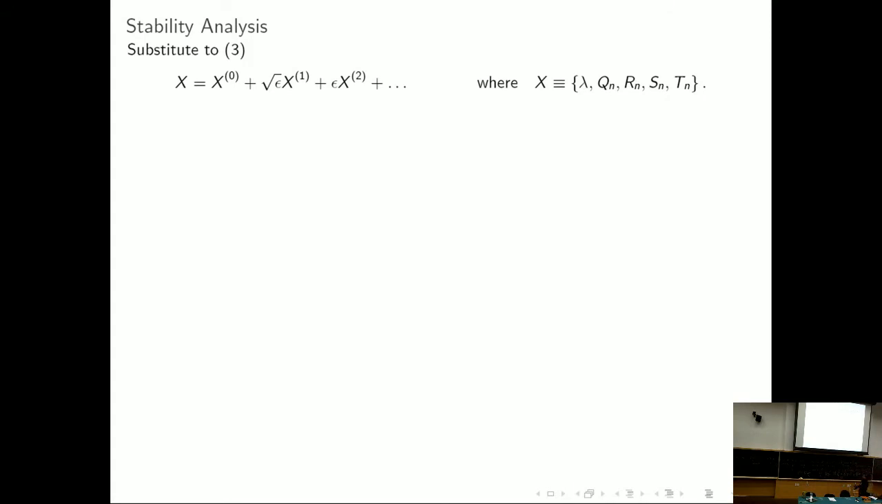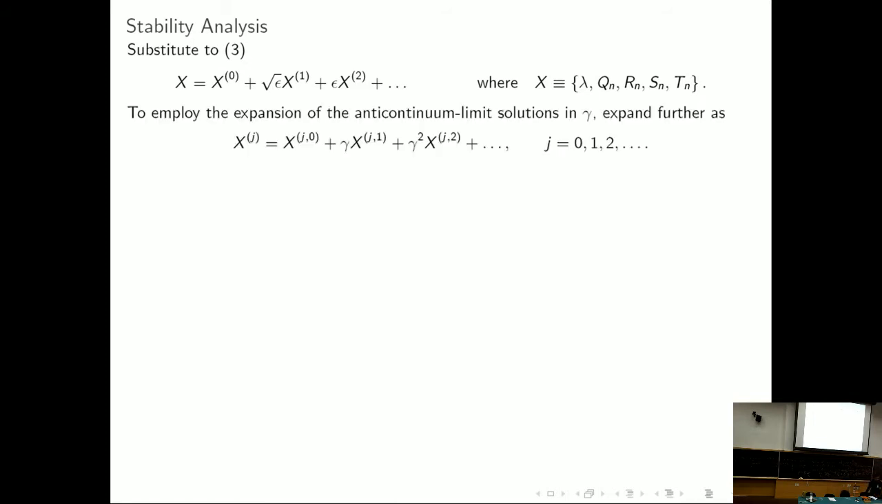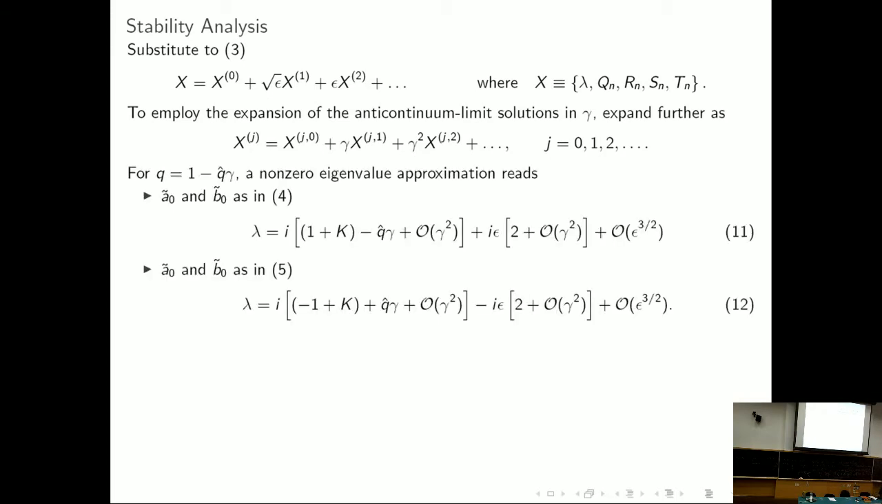Okay, so now let's go back to this equation. We have the eigenvalue problem, the matrix times a vector Qn, Rn, Sn, Tn equals an eigenvalue times the eigenvector, and then we try to solve it. But that's complicated. So again, we try to do the perturbation analysis. We substitute this into that equation for epsilon small. But then we remember that gamma is also small. So we do another, double perturbation. So we make a double expansion, in epsilon and gamma, and then we substitute, and then we get the eigenvalues.